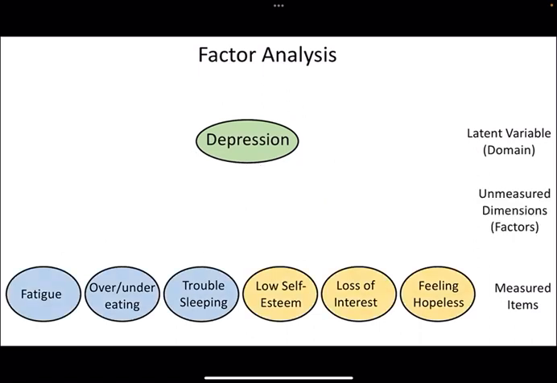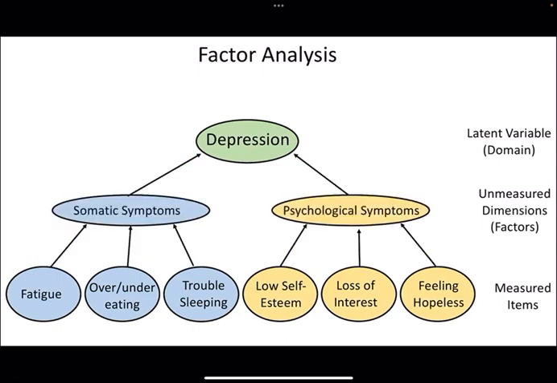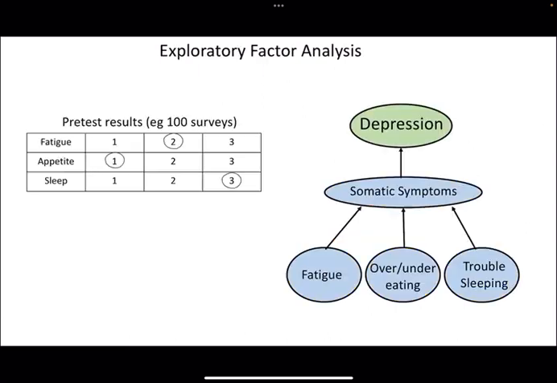The 3 on the left share something in common, and the 3 on the right share something in common. I would say that the 3 on the left are very somatic, they're physical symptoms, while the 3 on the right are more psychological symptoms. It would be nice if we could describe our predictors of depression in terms of 2 variables instead of 6, and that's what factor analysis allows, basically.